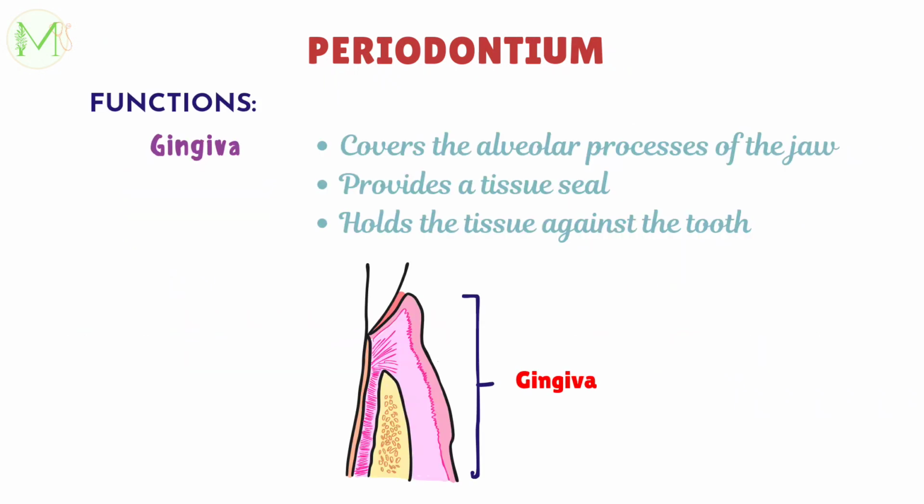Now let's see each part of it. Gingiva is a part of oral mucosa that covers the alveolar process of the jaw and surrounds the neck of the teeth. So now let's see an overview of all the functions it has to do. Gingiva provides a tissue seal around the cervical portion or neck of the tooth, and it holds the tissue against the tooth during mastication, and also it covers the alveolar process of the jaw.